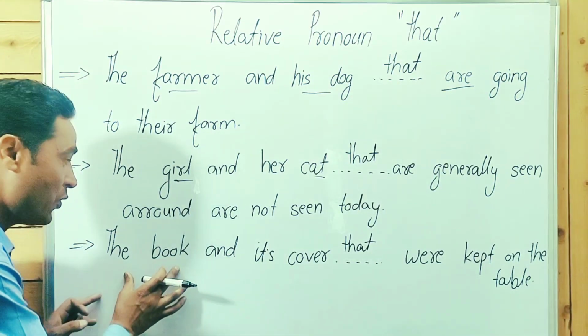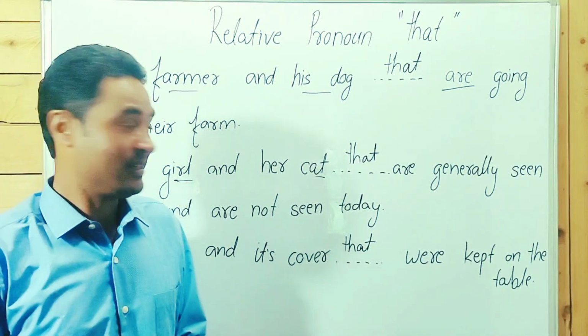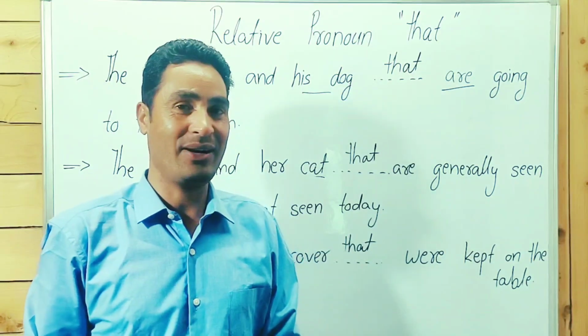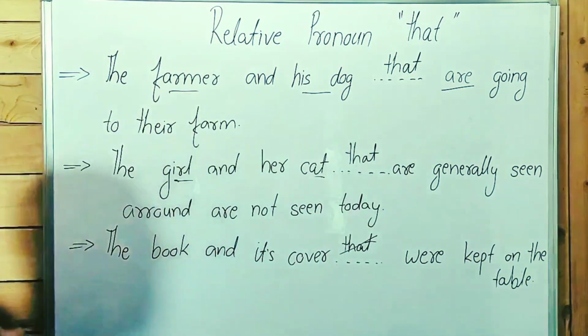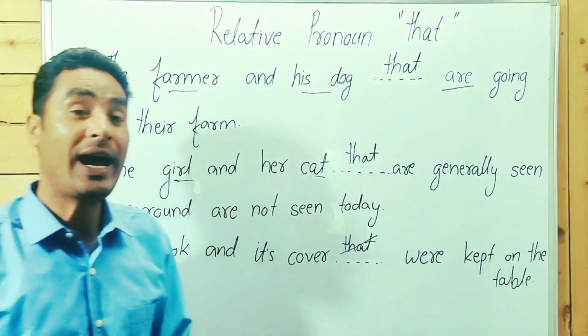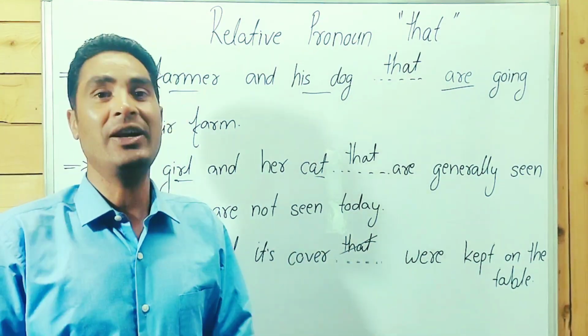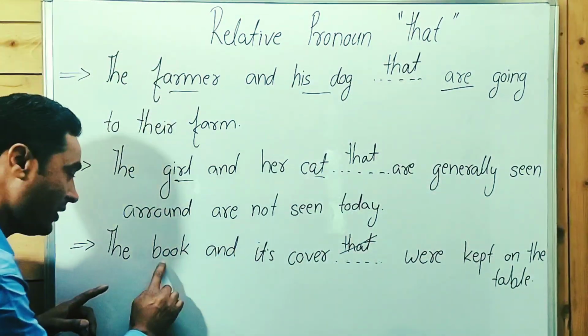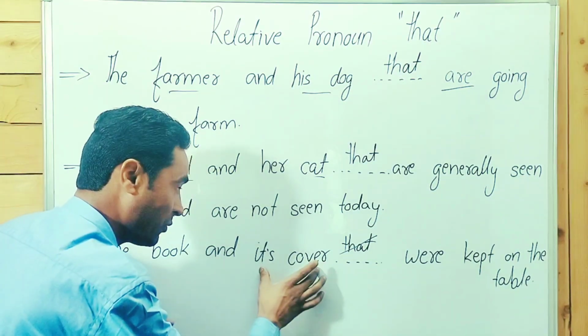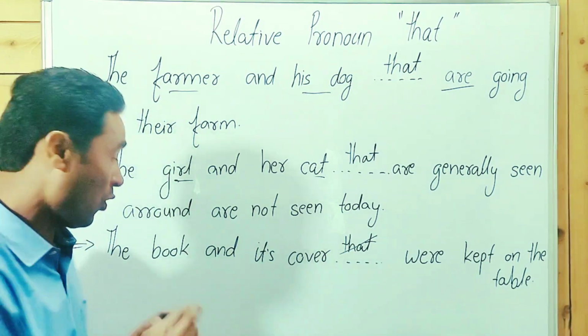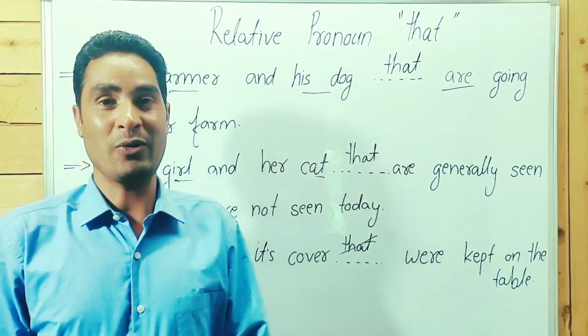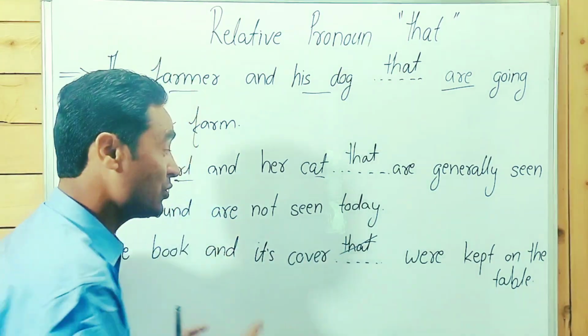First is the book and second the cover that were kept on the table. I'm so sorry guys, this is an incorrect sentence. We don't use that when we have two non-living things. Guys, point to be noted: book is an object, cover is also an object. There are two antecedents in this sentence, but both are non-human beings. In this case we don't use that.